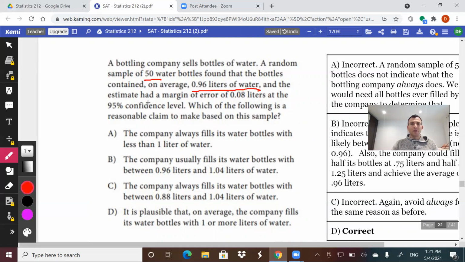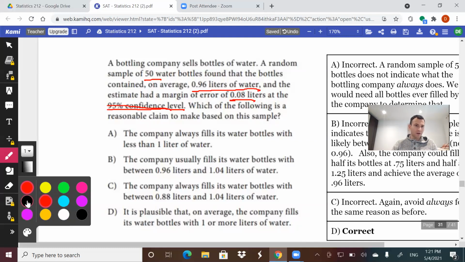And the estimated margin of error is 0.08 liters at a confidence interval of 95%. This doesn't really come up that often. This just means that they are confident that 95 out of 100 times they would be right with their margin of error and their average. But we'll kind of ignore that. They're just pretty confident. Which of the following is a reasonable claim to make based on this sample? Okay, so here's what's going on here.